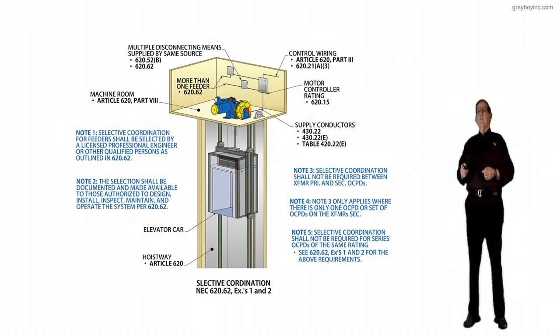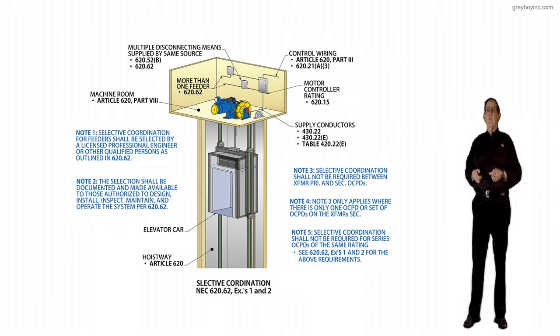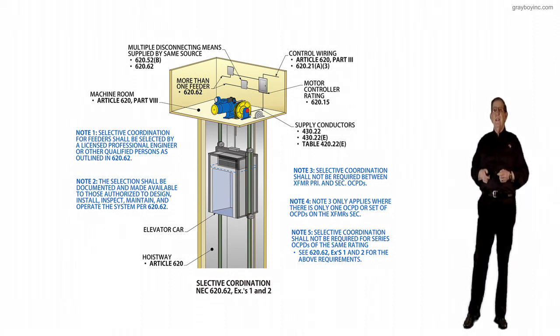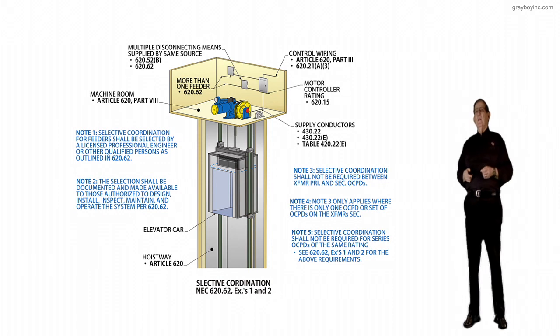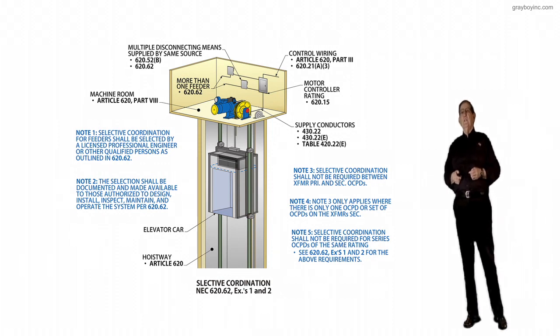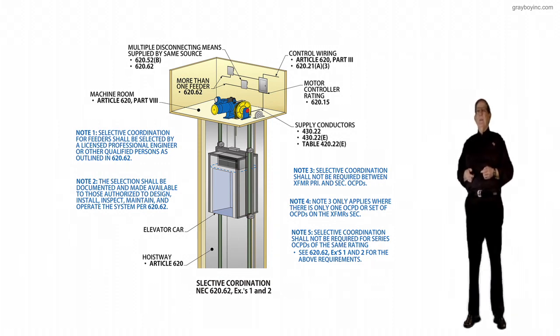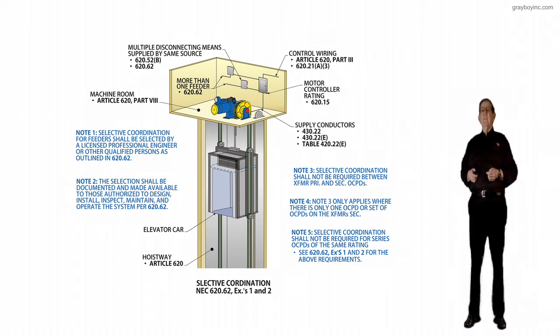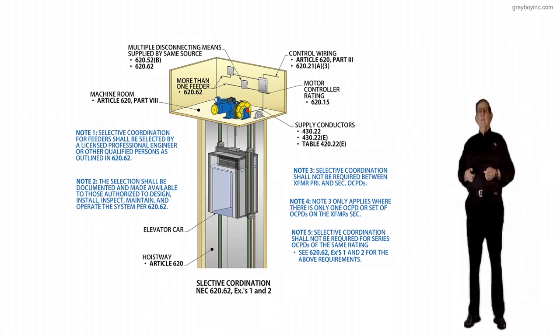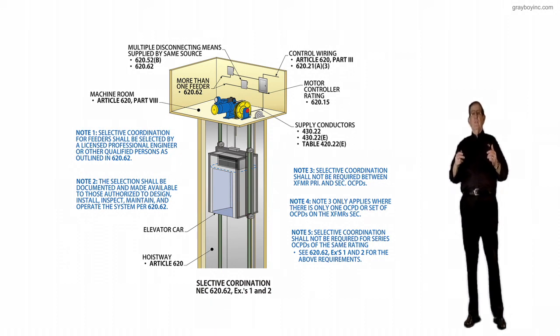You go to 430.22, and where the authority having jurisdiction agrees, you could have a demand applied to those conductors by 430.22(E) and Table 430.22(E). Now, at this point, I think it'd be okay to review the notes, and the notes tie right to this revision.